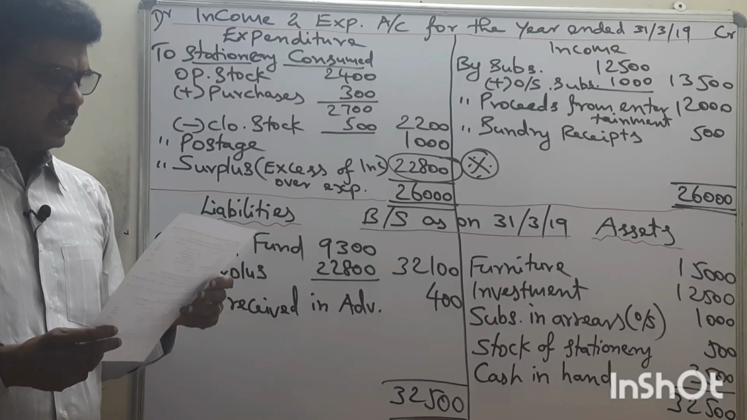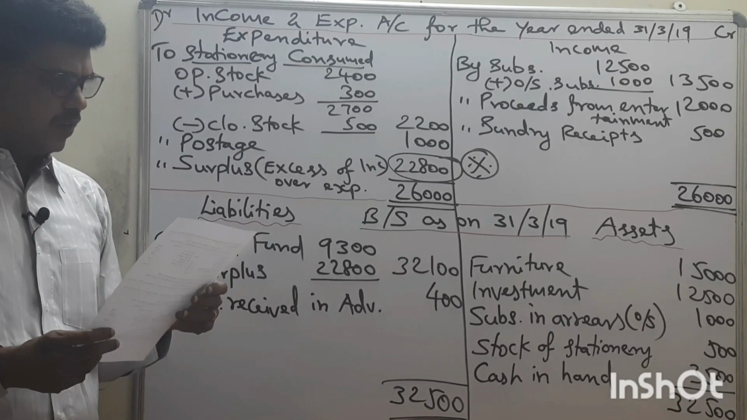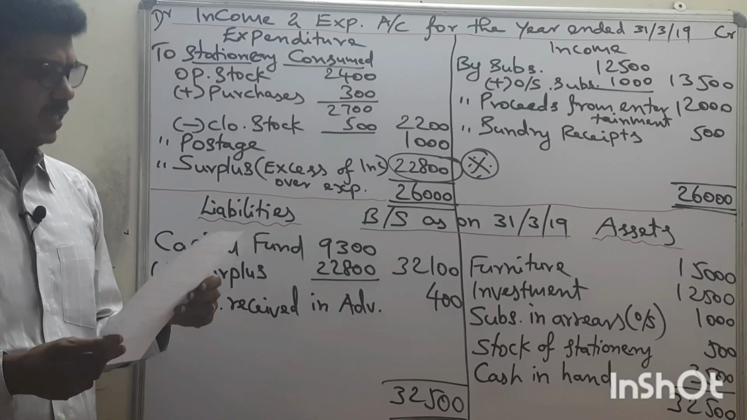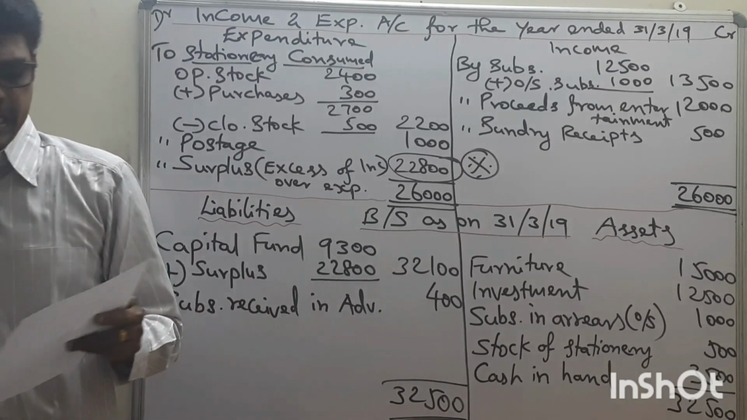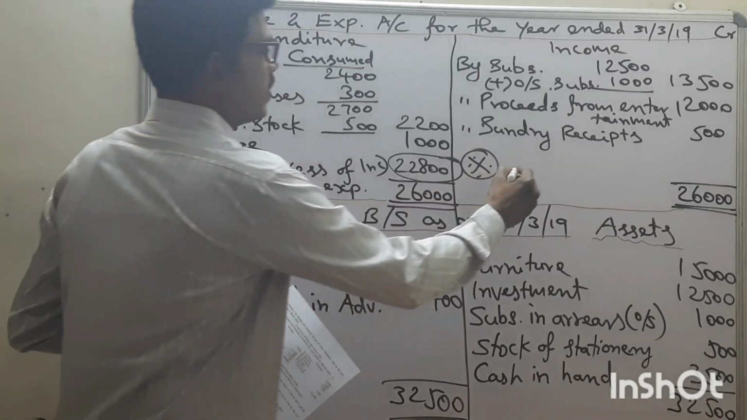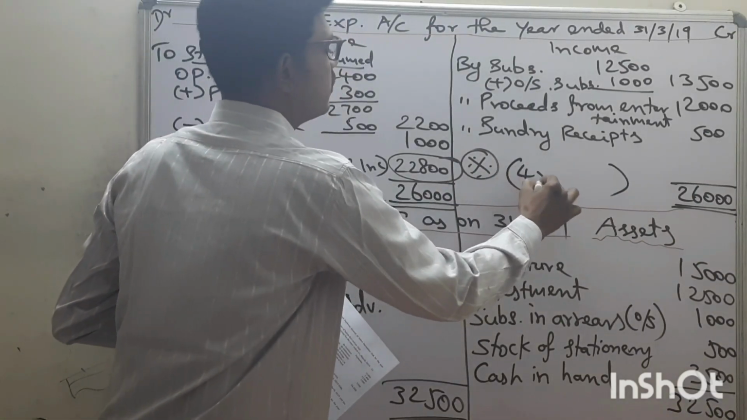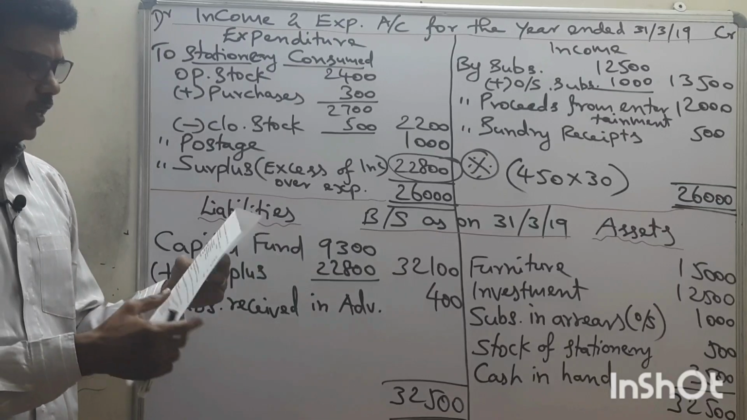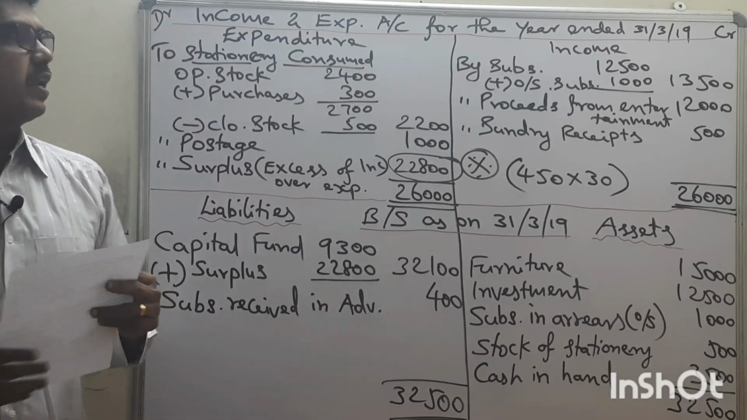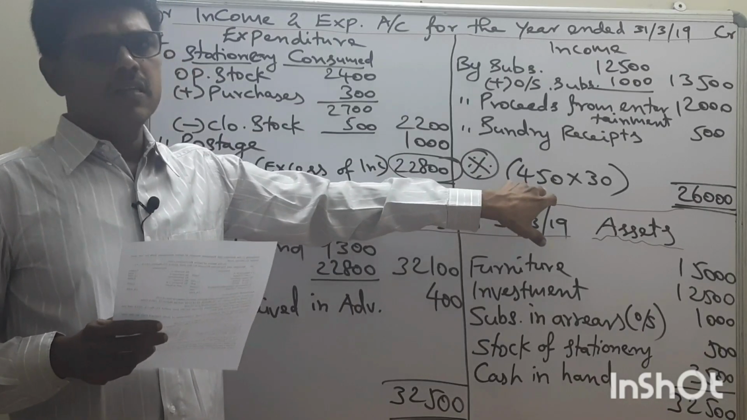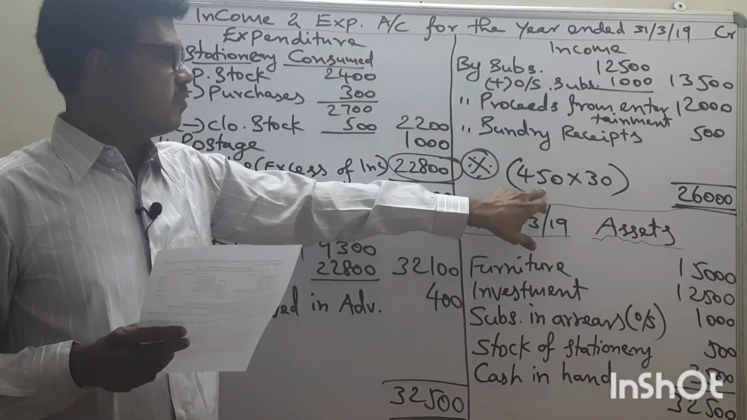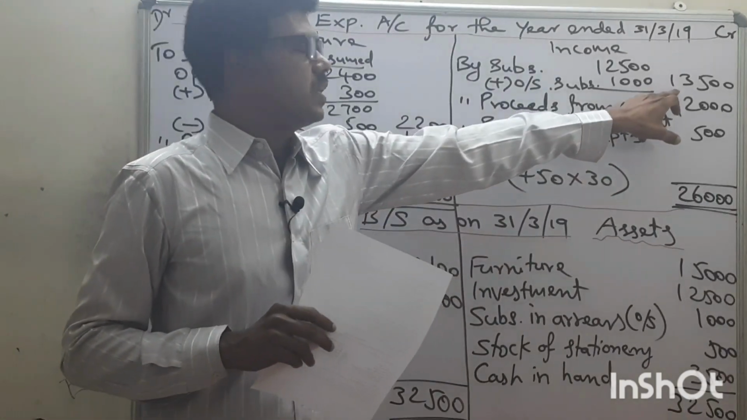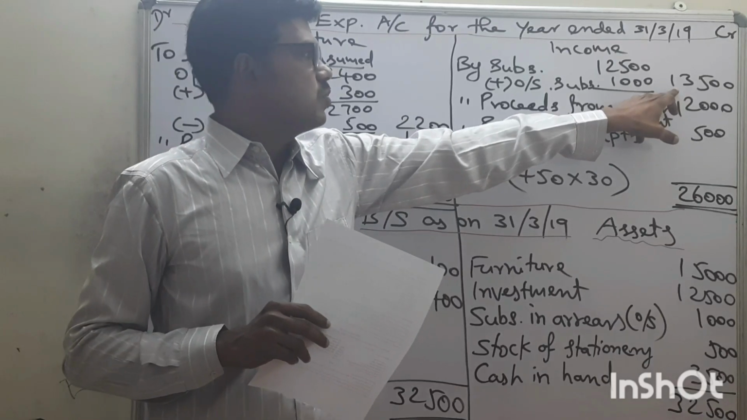Below the receipts and payments account, they have given some additional information. There are 450 members, each paying an annual subscription of rupees 30. For your sake of understanding, here I write 450 members. Each member must pay 30 rupees as subscription. If you multiply this, you will get 13,500. So the amount to be collected from the 450 members is 13,500. 450 into 30 rupees, the total amount to be received is 13,500.